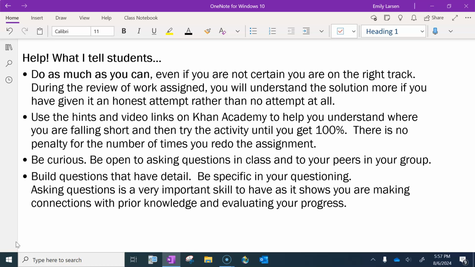Be curious. Be open to asking questions in class, to your peers, in your group, or with your partner. This takes courage, so it's really important that you are able to ask questions. Build questions that have detail. Be specific in your questioning. Asking questions is a very important skill to have, as it shows you are making connections with prior knowledge and evaluating your progress.